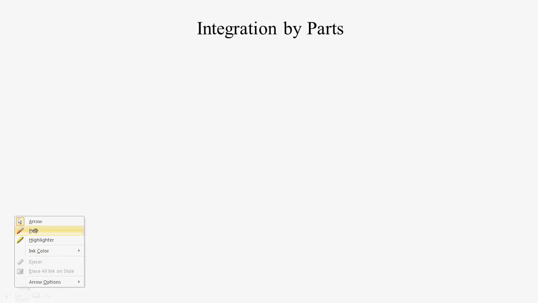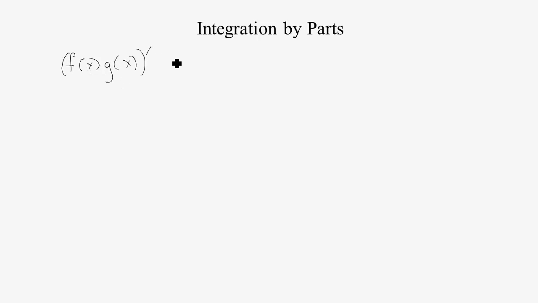product of two functions, so let's say we have f of x times g of x, and we want to take that product and find its derivative, then you get the derivative of the first times the second plus the first times the derivative of the second. That's just the product rule for taking derivatives.